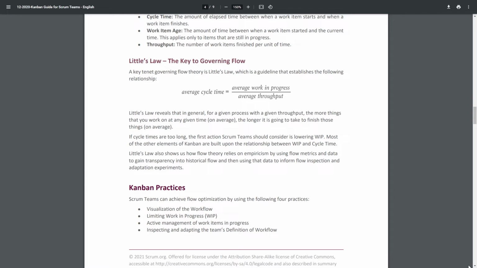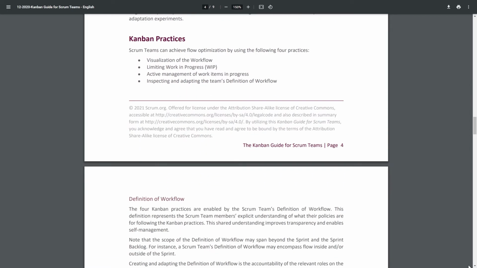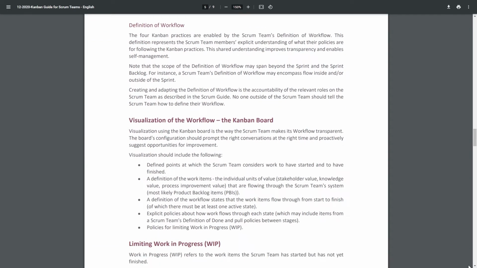Kanban practices. Scrum teams can achieve flow optimization by using the following 4 practices: visualization of the workflow, limiting work in progress, WIP, active management of work items in progress, inspecting and adapting the team's definition of workflow. Definition of workflow. The 4 Kanban practices are enabled by the Scrum team's definition of workflow. This definition represents the Scrum team members' explicit understanding of what their policies are for following the Kanban practices. This shared understanding improves transparency and enables self-management.